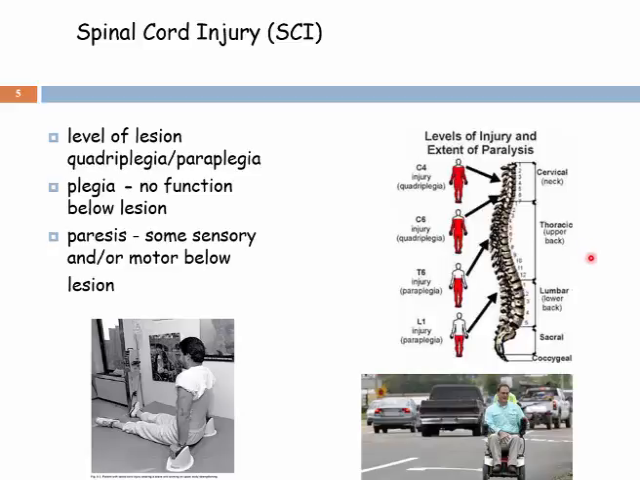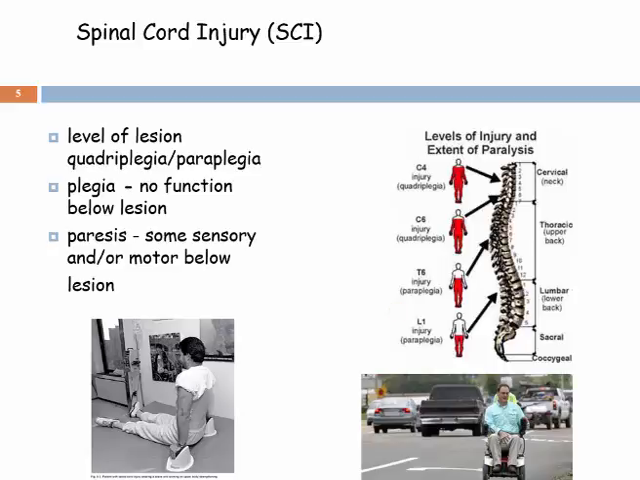You see in the slide the distribution of deficits based on the level of injury, and you can see this here: C4, C6, T6, and L1. First, let's look at the lesions at T6 and L1 right here. You can see by the deficit distribution that this person has deficits only in the lower trunk and lower extremities, and that the upper trunk, neck, and upper extremities are unaffected. The terms for such injuries are paraplegia and paraparesis.